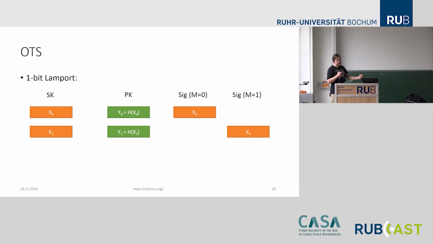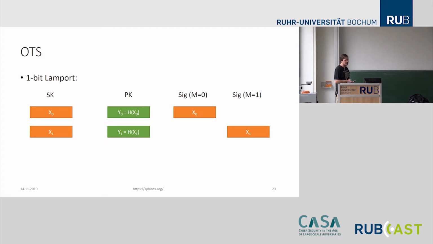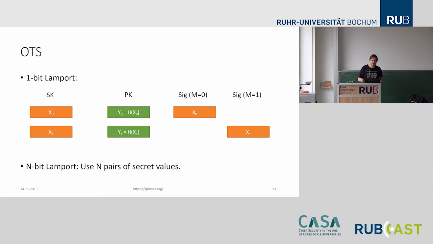So how do I go from there, from 1-bit messages to n-bit messages? Well, we use n pairs of these things. And thereby we can sign n-bit messages. You might say this is really inefficient. Yes, this is really inefficient. We can do somewhat better.